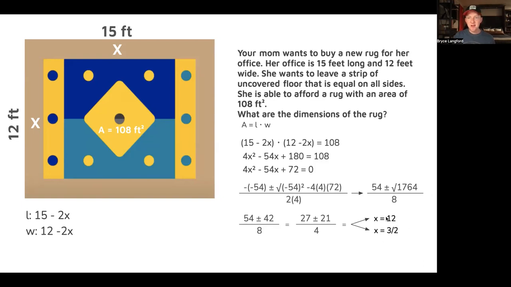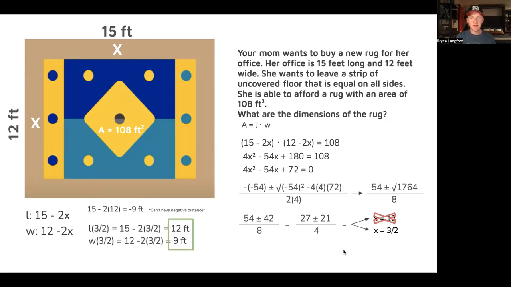Both of these probably won't work, so we'll try to figure out which one does work. We're first going to put 12 into our equation, and that equals -9. Kind of like our last one, where we can't have a negative distance or negative time. We can't use 12, so we're going to use 3/2. And with this, we get 12 feet and 9 feet. So 12 feet in length and 9 feet in width.